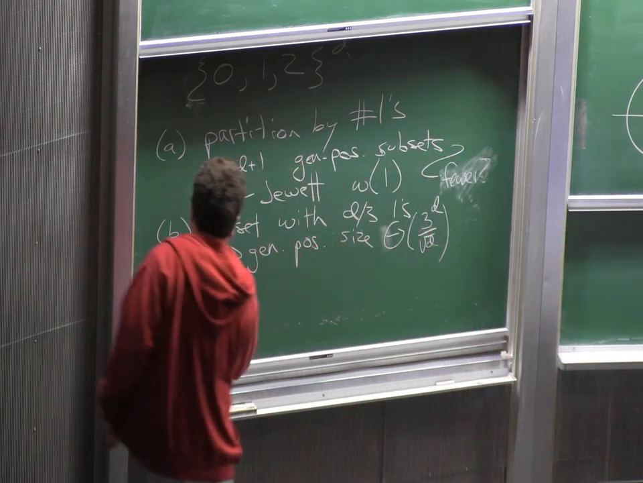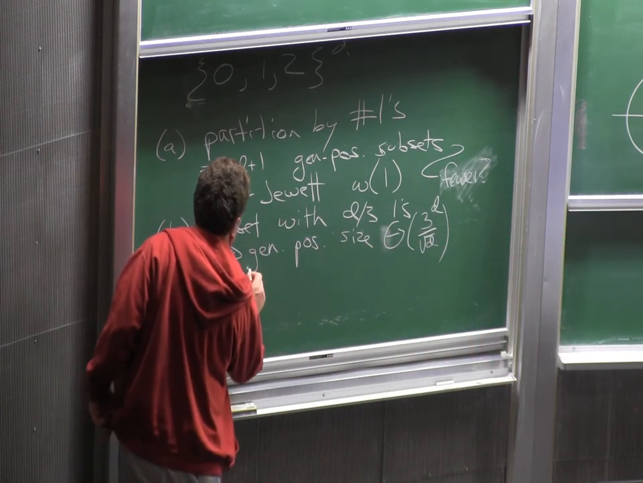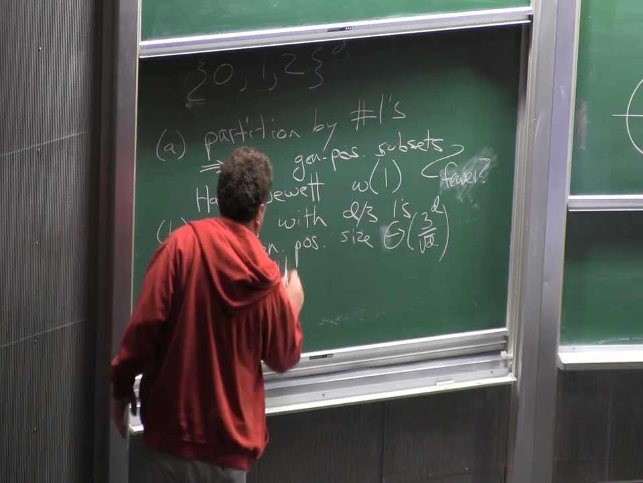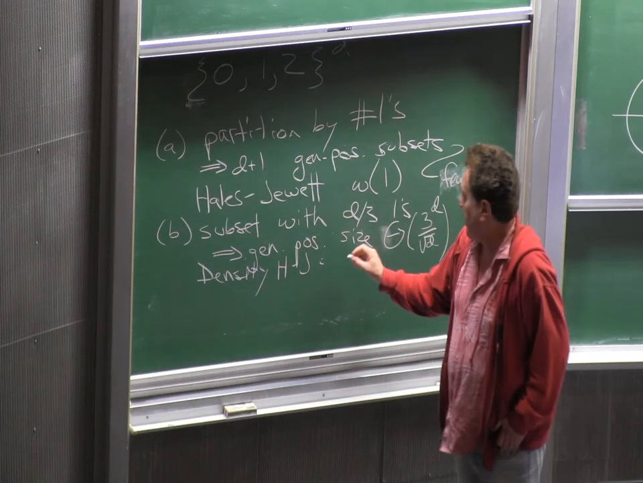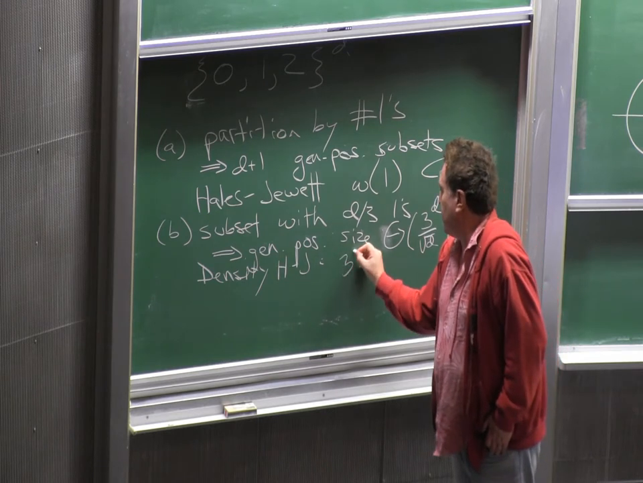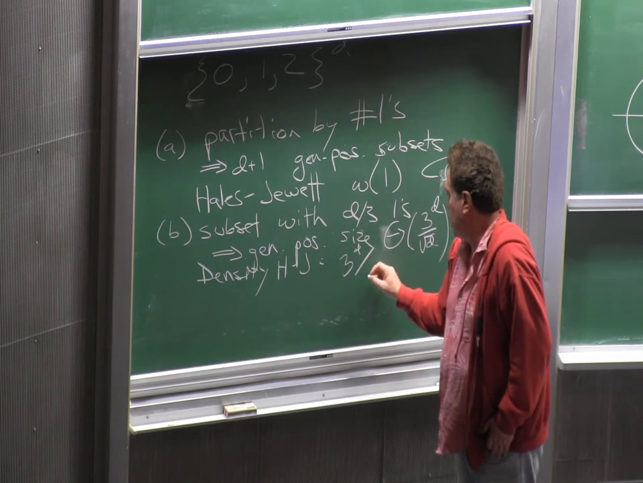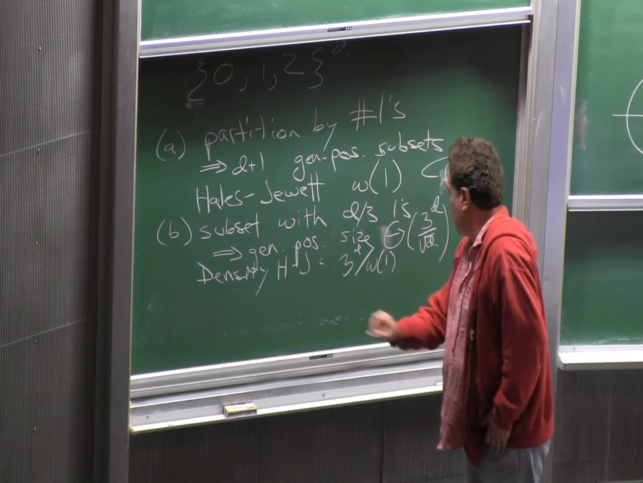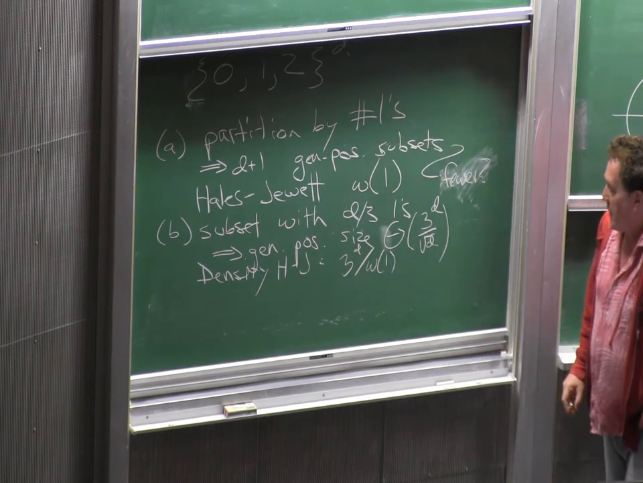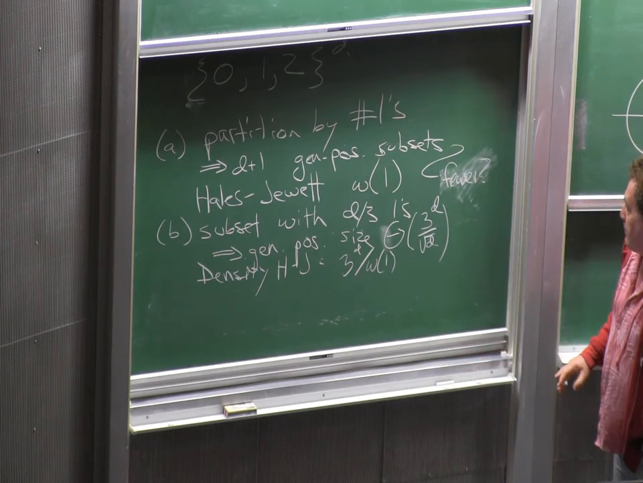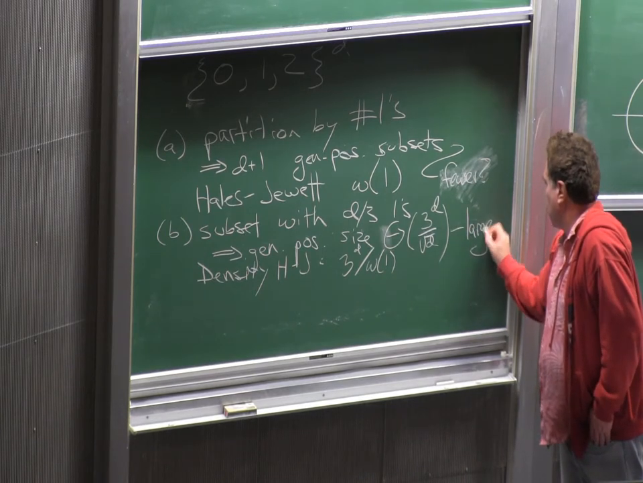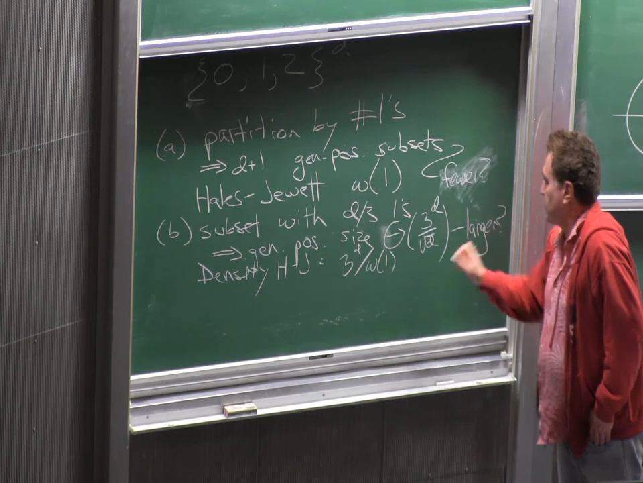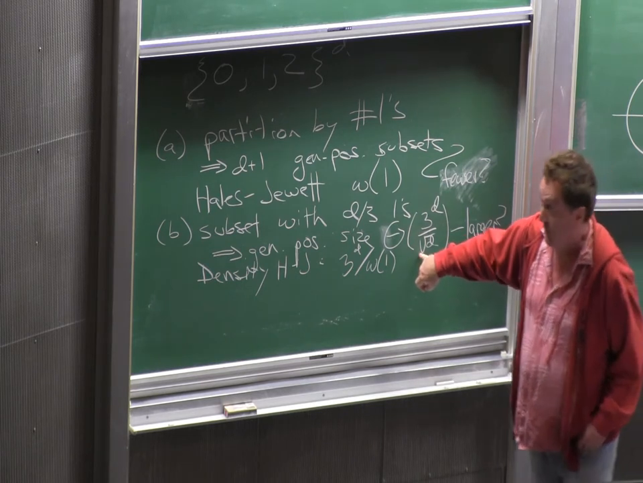And the density Hales-Jewett theorem tells us that we need 3 to the d. But maybe there are even larger general position subsets in here, I don't know.